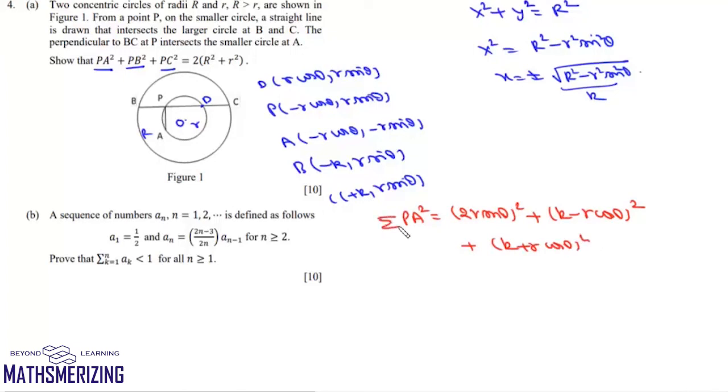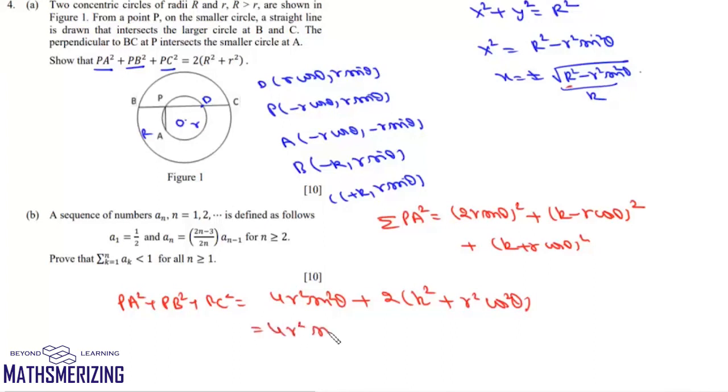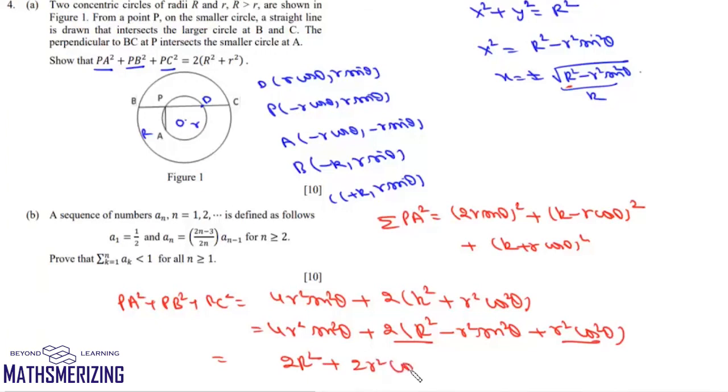So this PA square plus PB square plus PC square will be 4r square sin square theta plus 2 times (k square plus r square cos square theta). Now k square is capital R square minus r square sin square theta. So we can write this as 4r square sin square theta plus 2 times (capital R square minus r square sin square theta plus r square cos square theta), so it will be 2 capital R square plus 2r square cos square theta.